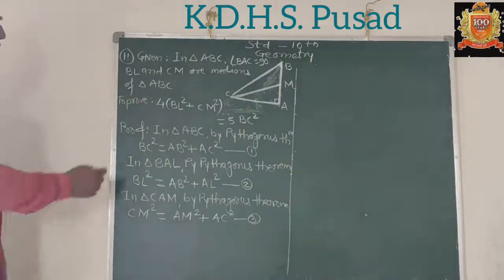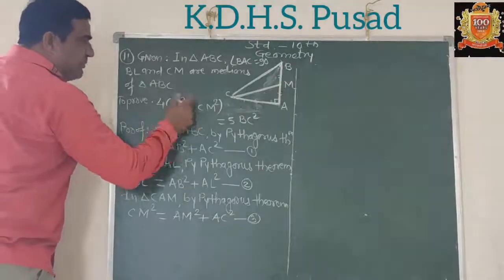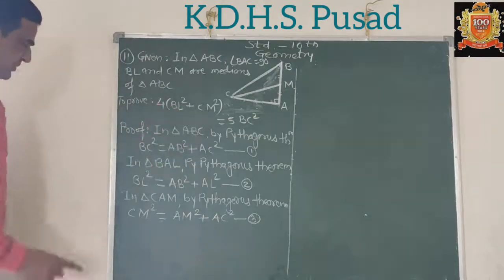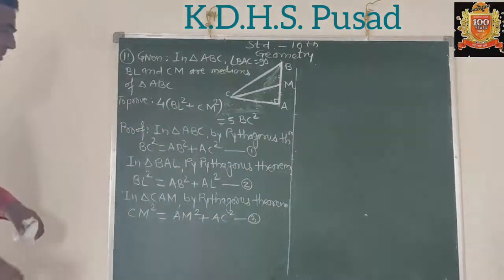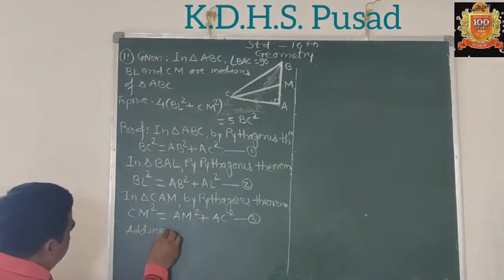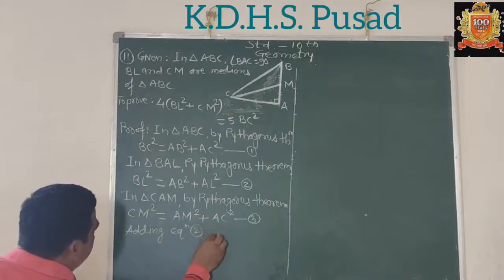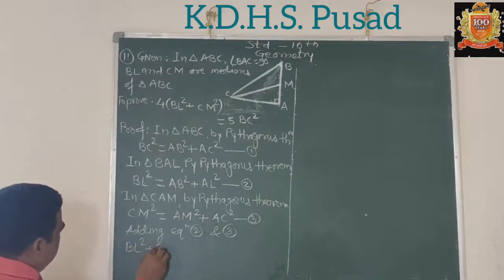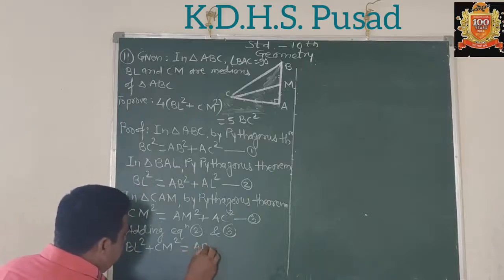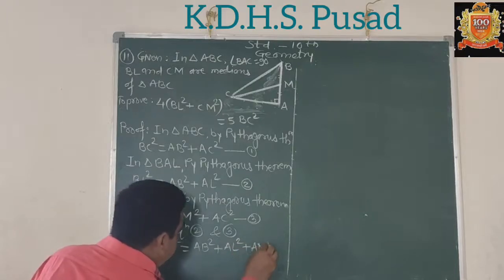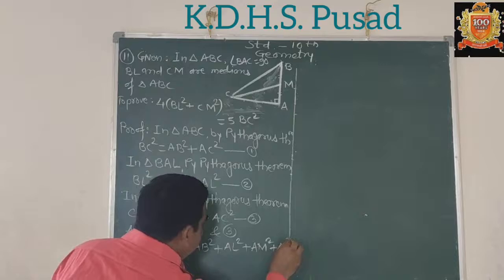Now what do you want to prove? We want to prove 4 times (BL square plus CM square). Forget 4 times. What do we want? We want BL square plus CM square. That is BL square, that is CM square. So you have to add these, adding equation 2 and 3. Adding this, left side BL square plus CM square. Now right side: AB square plus AL square plus AM square plus AC square.